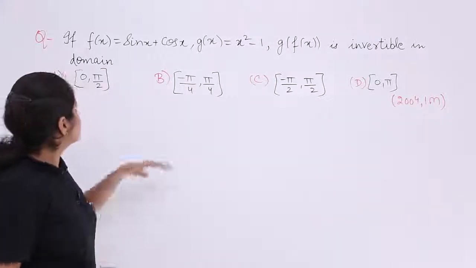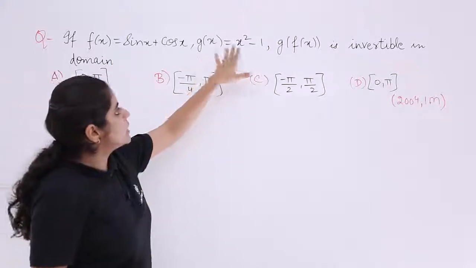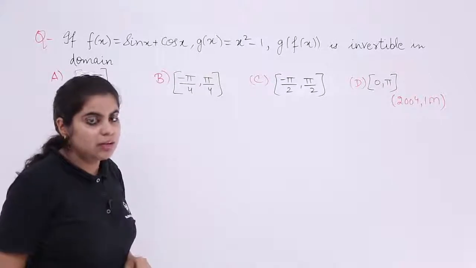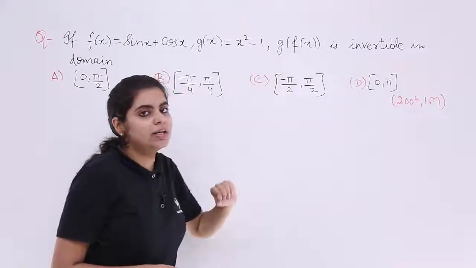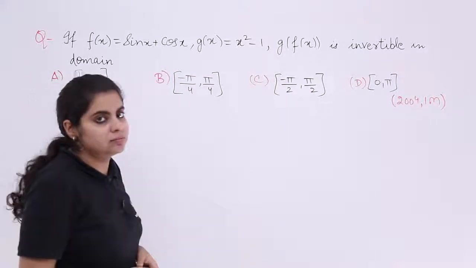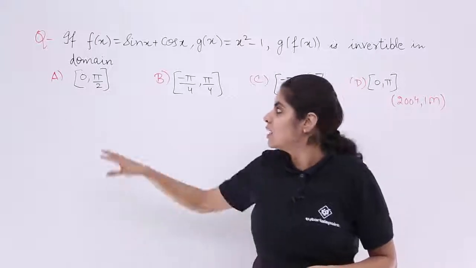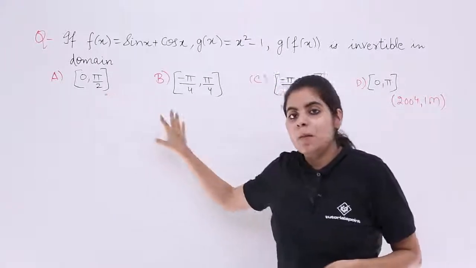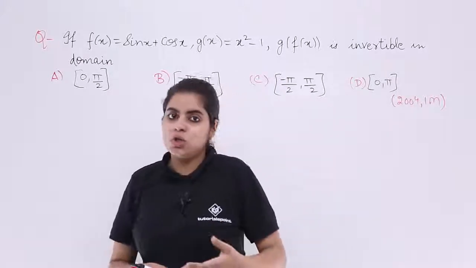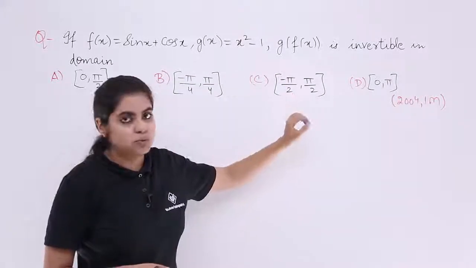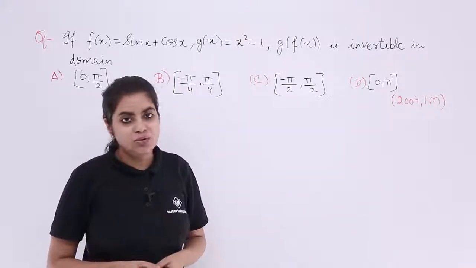The question is, if f(x) is equal to sin x plus cos x, g(x) is equal to x square minus 1, then g of f(x) is invertible in what domain? There are 4 options: 0 to pi by 2, minus pi by 4 to pi by 4, option C is minus pi by 2 to pi by 2, and the last option is 0 to pi.